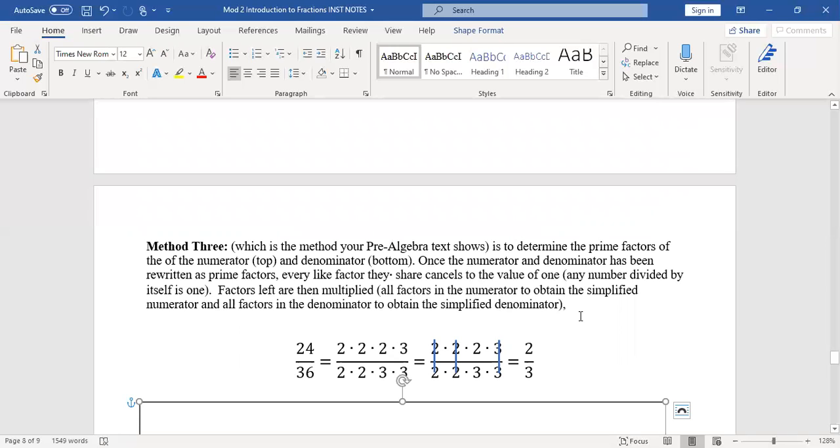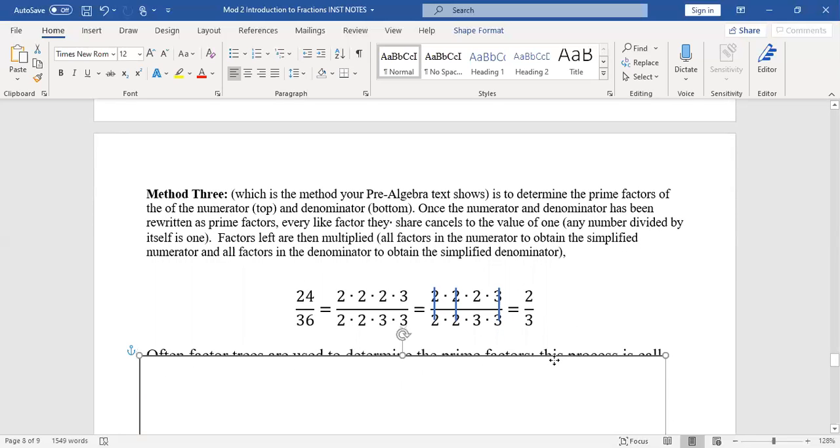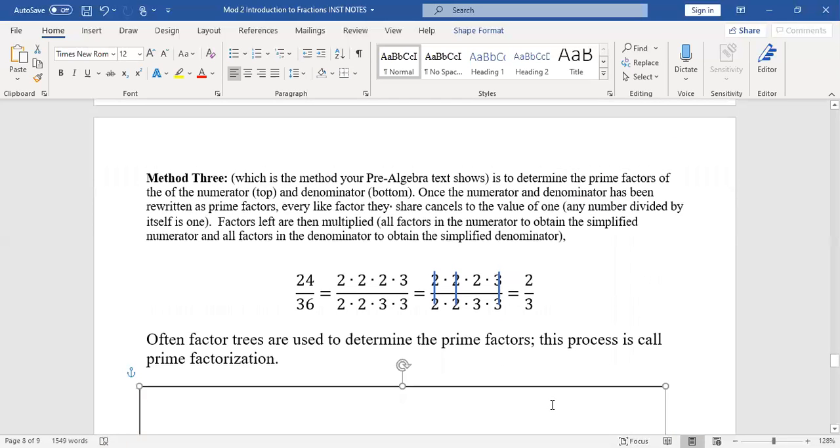Prime factors, prime means that there are only two factors, one and itself. So since the only two numbers you can multiply to get 2 are 2 and 1, 2 is a prime factor. And 2 times 2 times 2 times 3 equals 24. The prime factors of 36 are 2 times 2 times 3 times 3. Now that I have those in their prime forms, we call that factorization. When we put a number into the multiplication of its primes, the process is called prime factorization.